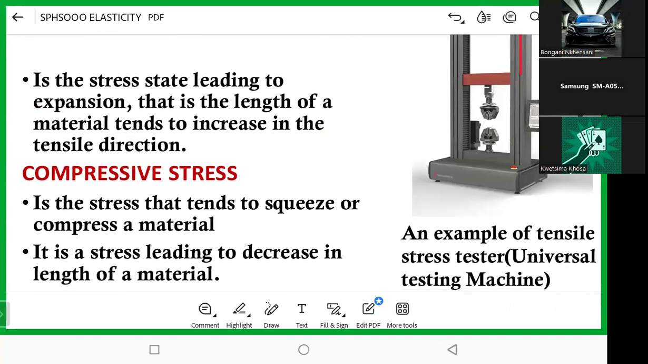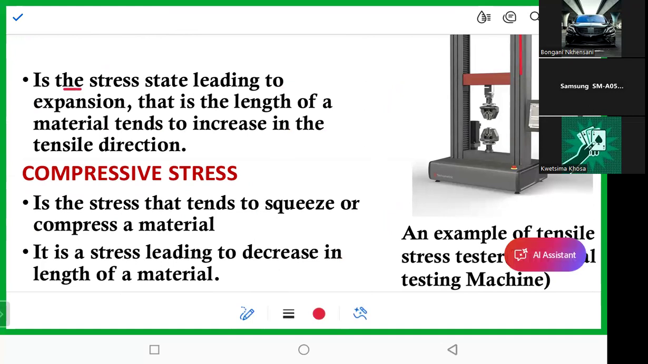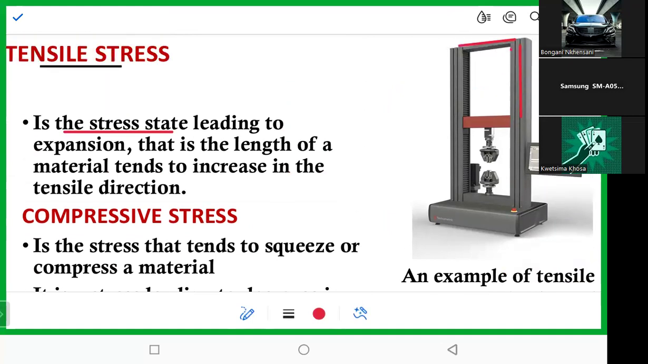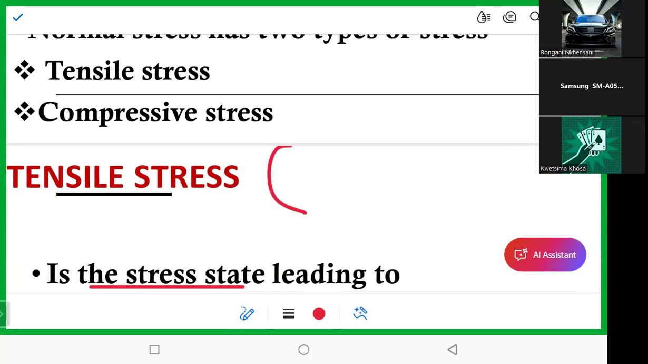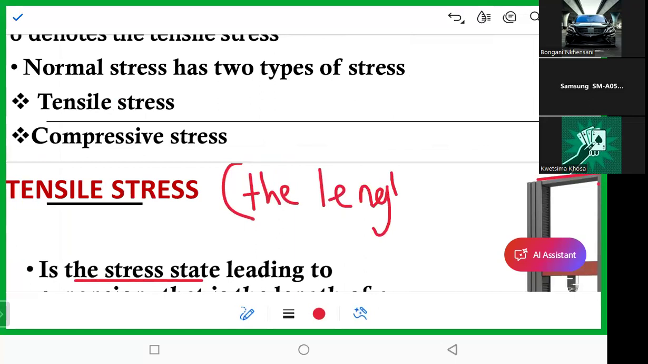That's why here they're saying the tensile stress is the stress state leading to expansion. That is, the length of the material tends to increase. So with tensile stress, what you have to know is that the length will increase.